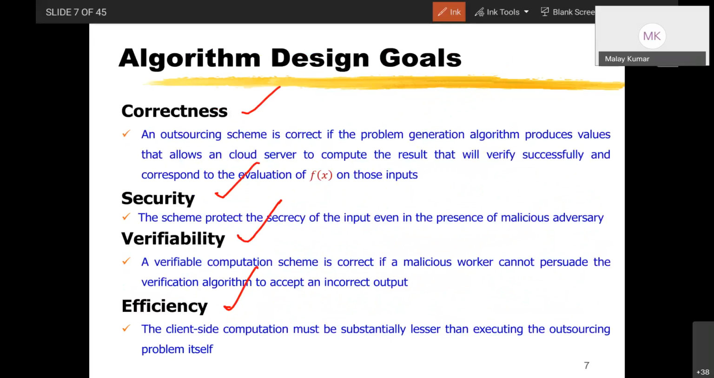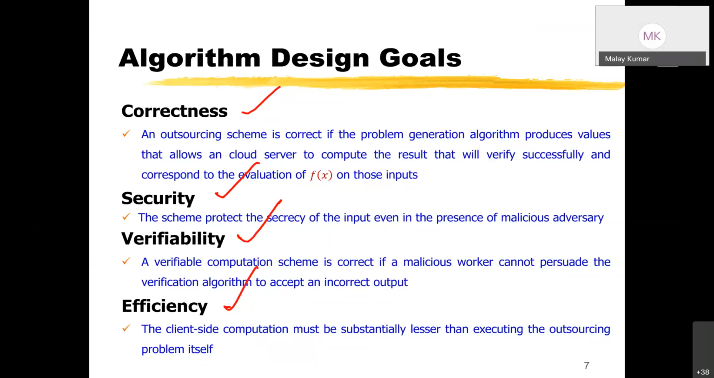It means your algorithm should be able to produce a correct result, and the computation performed over the cloud server must be secure: the cloud server or any other adversary is not able to steal the information. Then the result produced by the cloud server must be verified and checked, and only the checked results are accepted by the client. And finally, performing all these steps, since they are all overheads, must be efficient and should cost less than performing the problem itself. So those are the design goals whenever you are designing any algorithm.